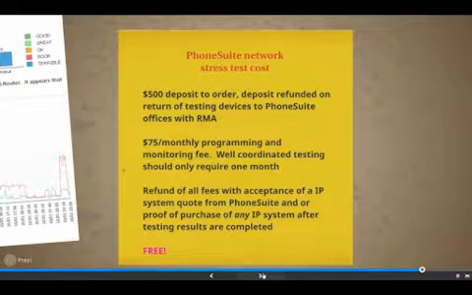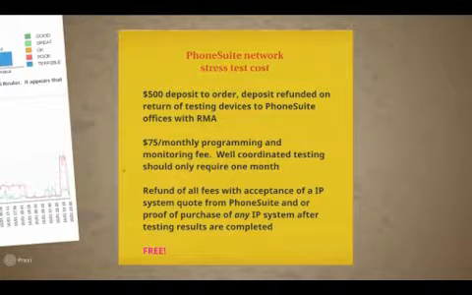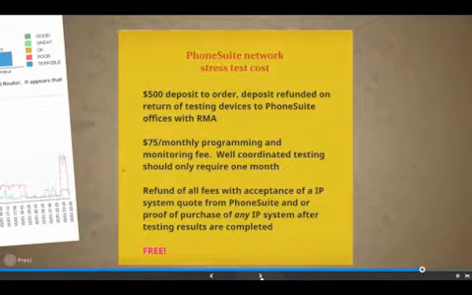We refund all fees with the acceptance of a quote from us for our IP system. So obviously this is a way to introduce you to us and provide you some valuable information as well. However, if you purchase any IP system after you get this test from us, then with that proof of purchase, we will refund your $75 as well. So net, of course, this is a free product for you to use if you take advantage of it and use our service.